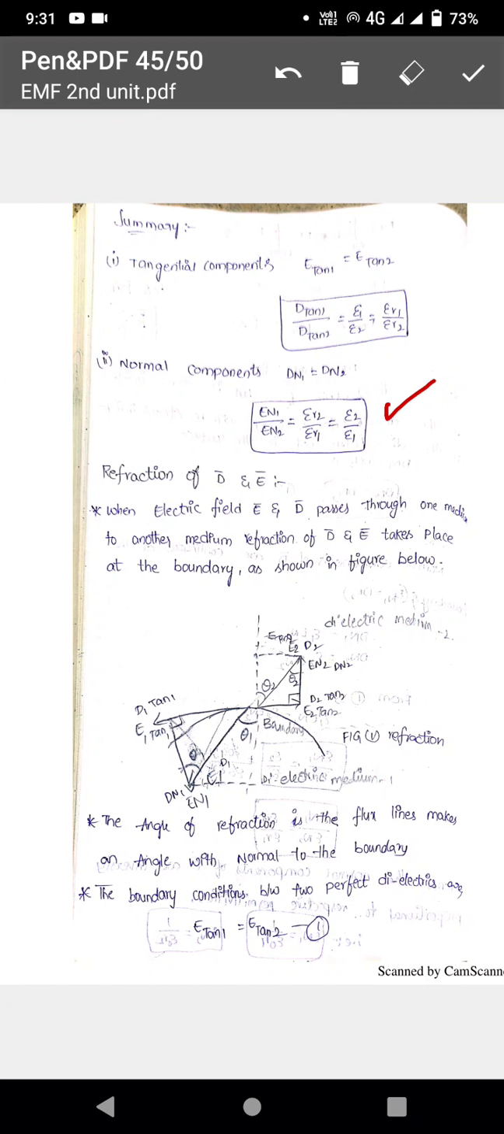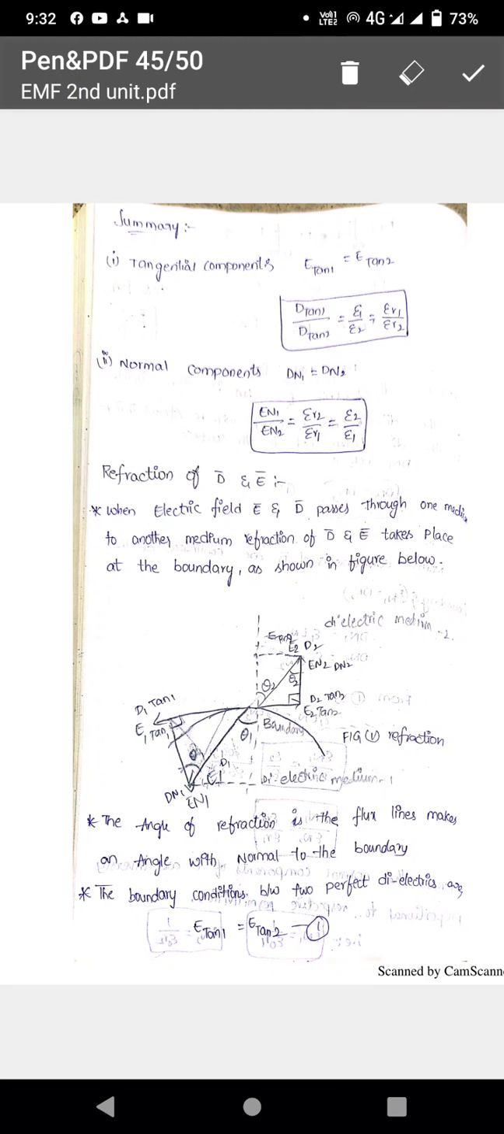What is refraction? When you consider water in a bowl and put an object or any stick inside the water, and you look from this end, the object seems to be bent. That is the refraction of a stick inside the water. Similarly, we go for refraction of electric flux density and electric field intensity in this class.